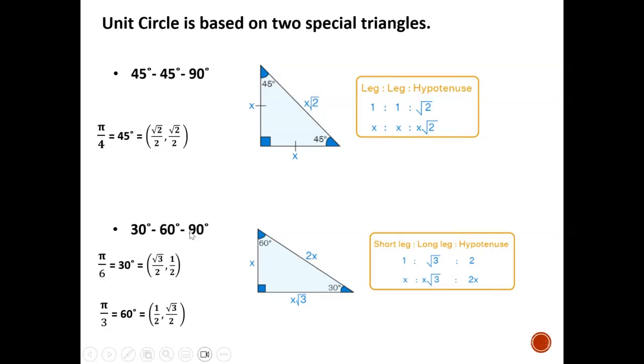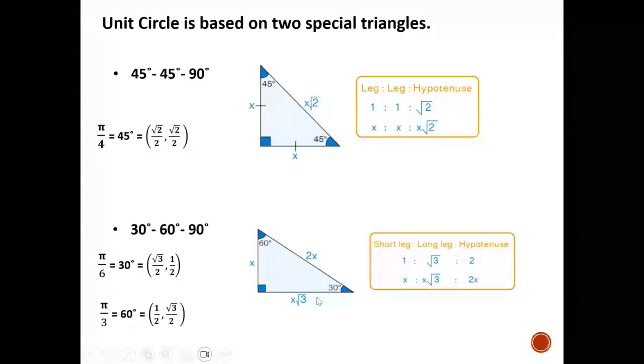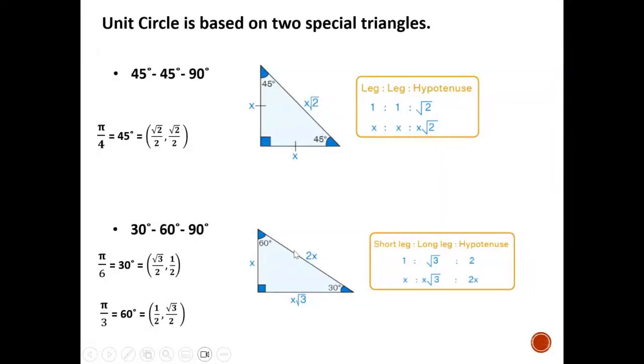Now, for the 30-60 degree, this is called a 30-60-90 degree triangle. And this is the ratio. This is called my short leg. This is called my long leg. This is called my hypotenuse. And here's the conversion. So this is x. If x is 1, then this will give us square root of 3, and they'll give us 2. Okay? Now, let me prove it to you guys.